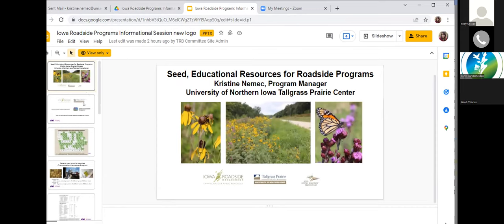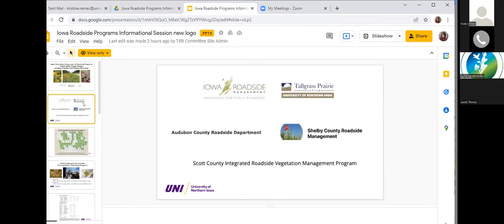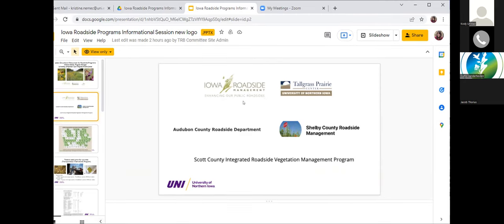I'll talk about what my office can provide from the UNI Tallgrass Prairie Center. Now, just to clarify a little bit, at the upper left, you see the Iowa Roadside Management Program logo. That refers to my office, which is within the Tallgrass Prairie Center at the University of Northern Iowa. So if you ever see the acronym IRM without the B, that means Iowa Roadside Management, basically my office. A few years ago, we came up with this new logo and name for marketing purposes.